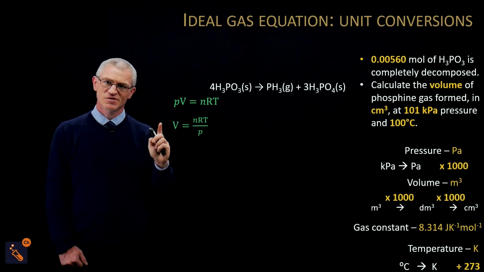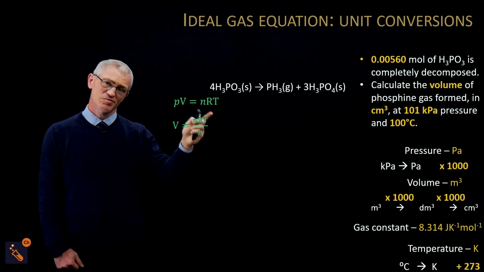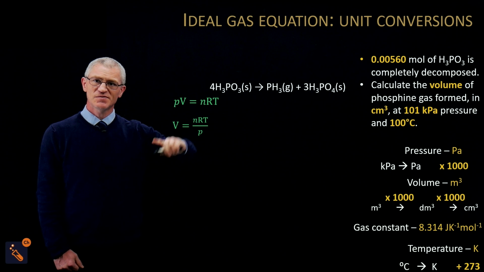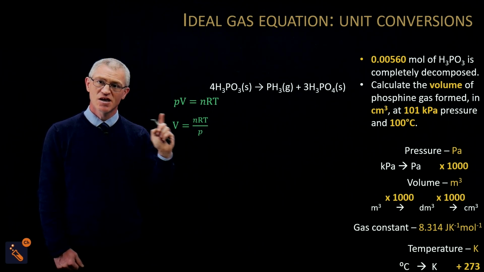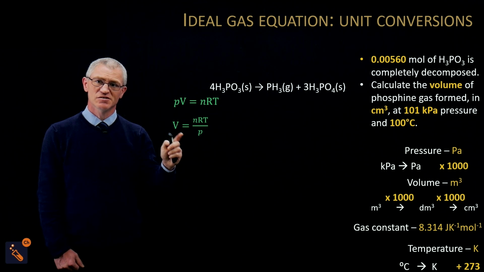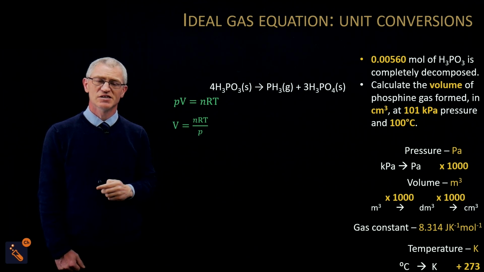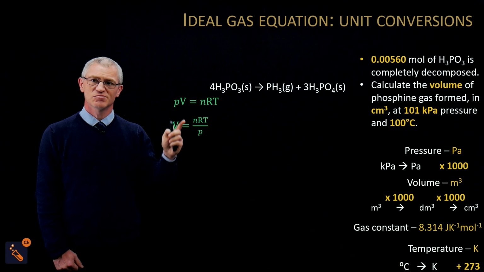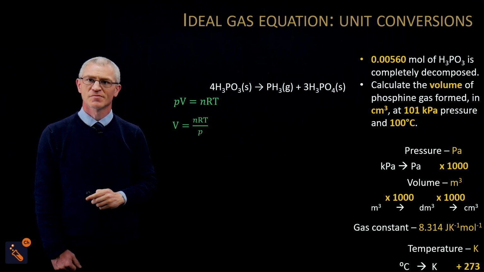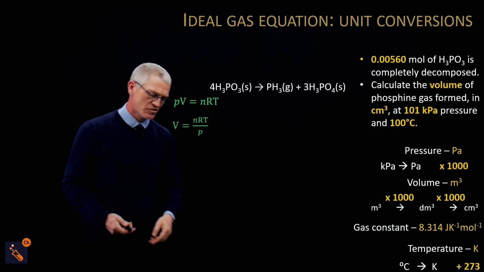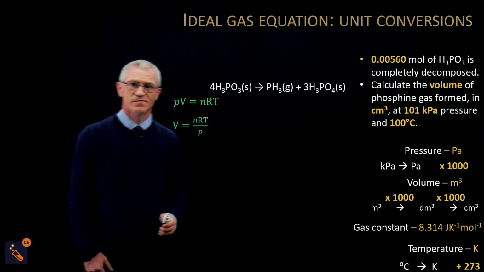Now this is a really important exam tip. This gets you a mark. So even if you don't know how to do the rest of the PV equals nRT question, convert the equation into whatever you need to calculate. In this case, we're calculating volume, so rearrange it. That gets you a mark. So now let's actually go through the question itself.